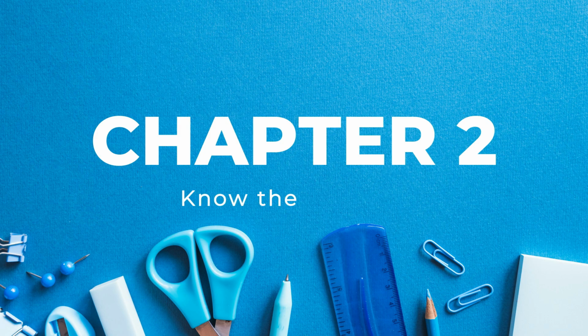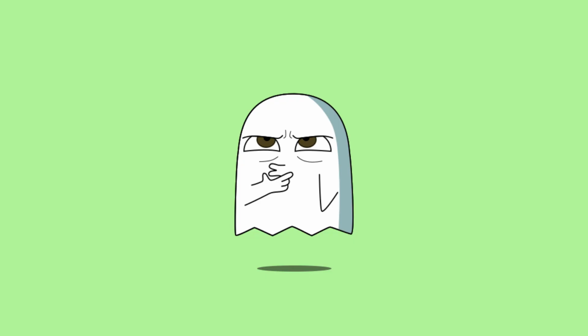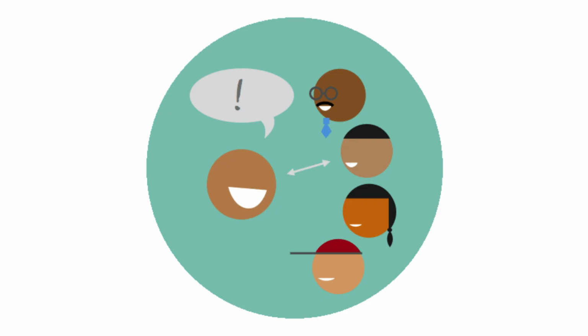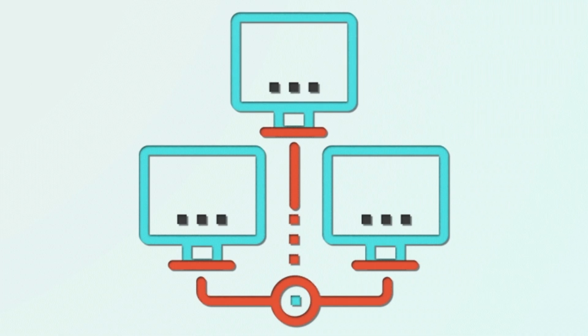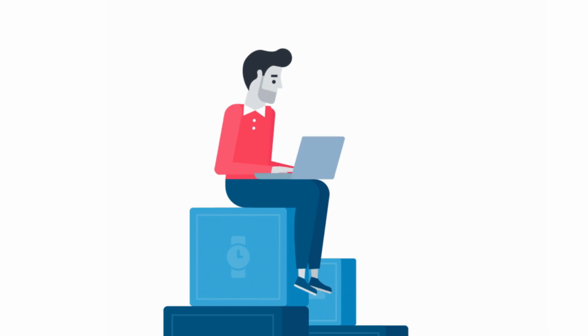Chapter 2. Know the purpose. Before you write a single word, ask yourself this: who's reading it and why? The abstract helps readers decide, should I read this whole paper? It's used in journals, conferences, and databases, so keep it clear, specific, and informative. Write for your future reader who's busy and curious.